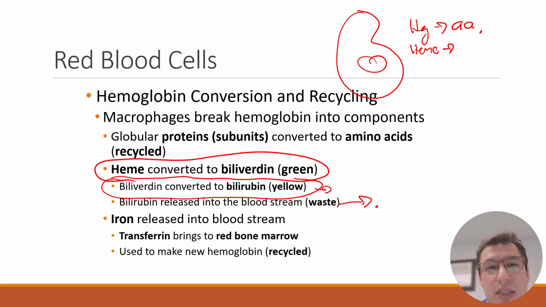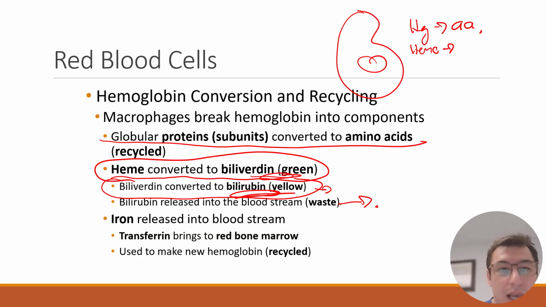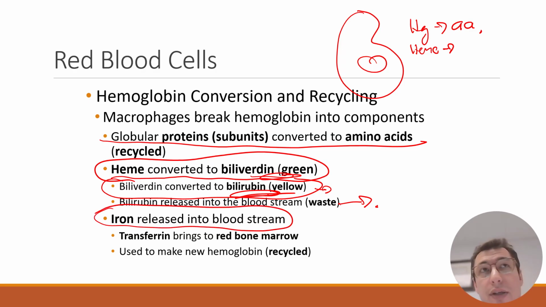We'll get back to this component in a little bit, but just know that the heme group is converted to biliverdin, and then the biliverdin is converted to bilirubin. And the color of bilirubin is yellow, biliverdin is green, and it's bilirubin that ends up being in the blood. The globular proteins are converted into amino acids, and the iron is released into the bloodstream. Now, iron oftentimes doesn't travel by itself. It needs a molecule to help it travel around, and that is transferrin.